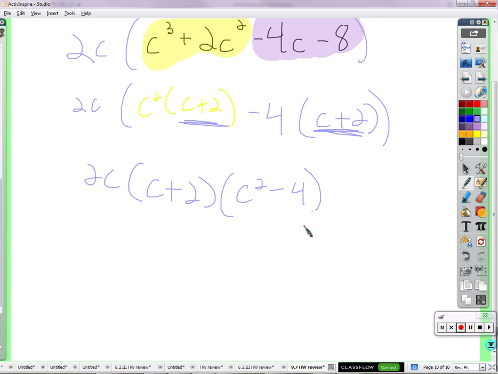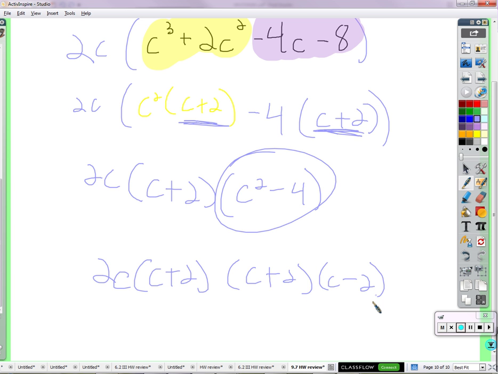The other one could be a square too, the 4 could be a square. So this is a C squared minus a 2 squared. It's a difference of squares. Always watch out for that little tricky leftover difference of squares. C plus 2 times C minus 2.